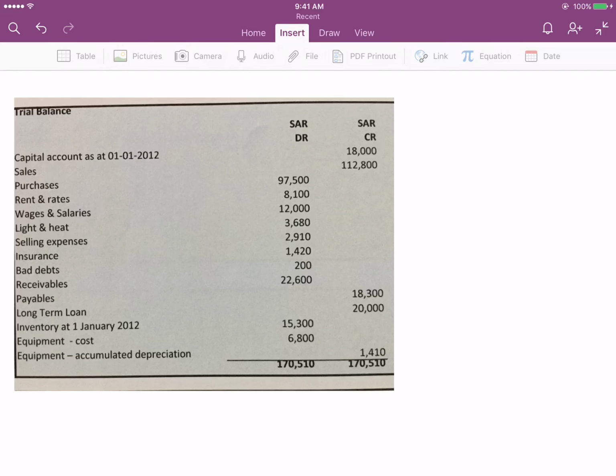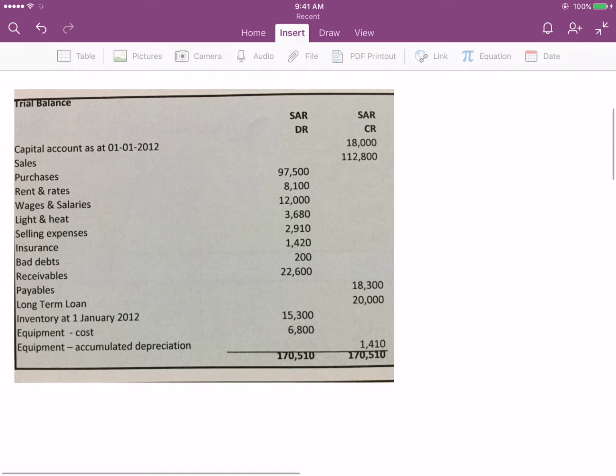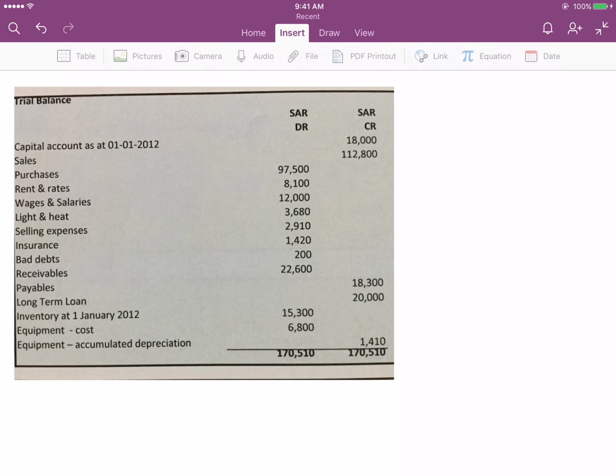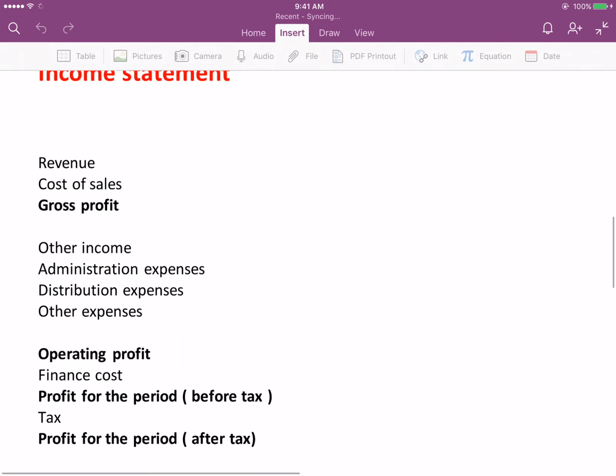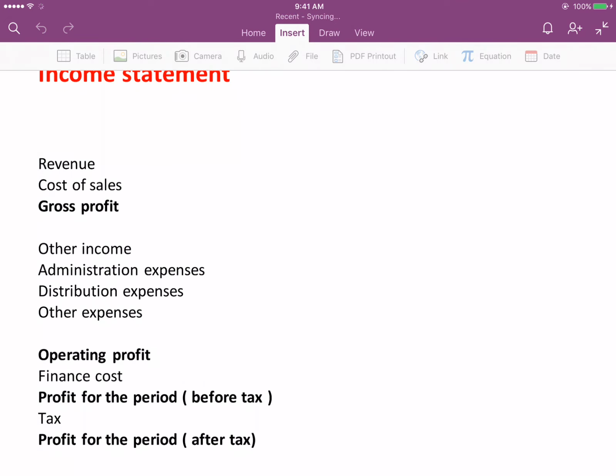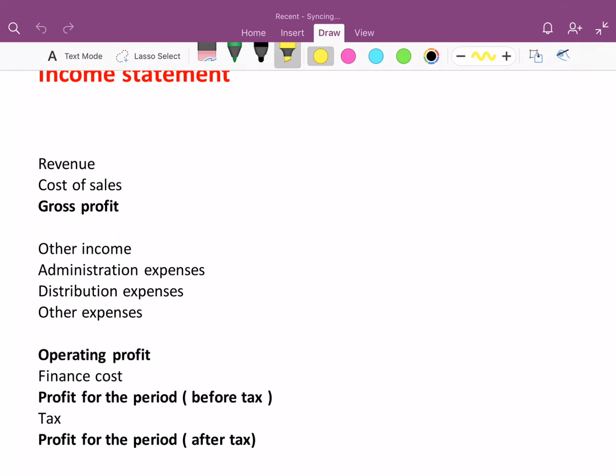But for now, I'm just going to teach you the income statement. Now that you have a trial balance, you want to write down this statement. You have to memorize it. So this is the income statement that you have to memorize, and we want to know the revenue, cost of sales, and gross profit, etc.